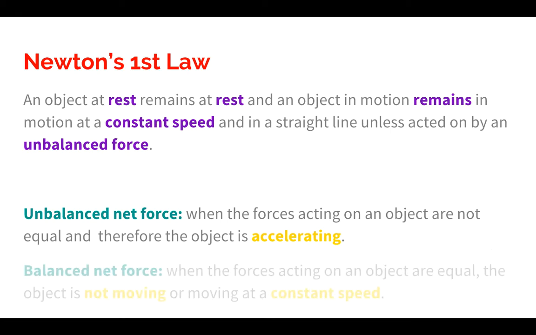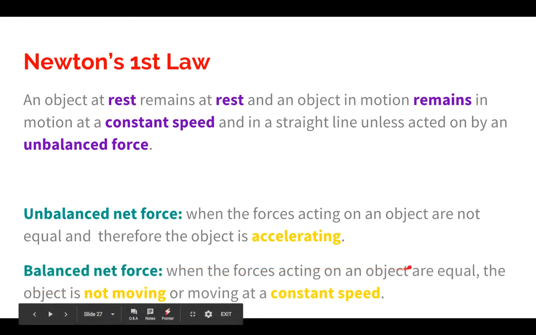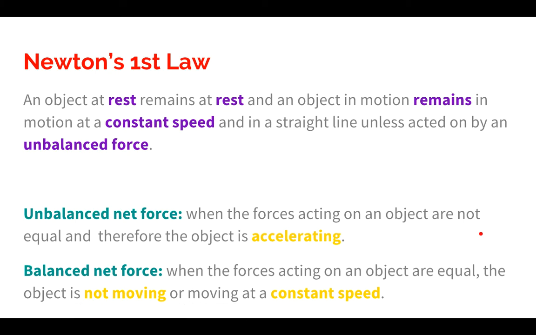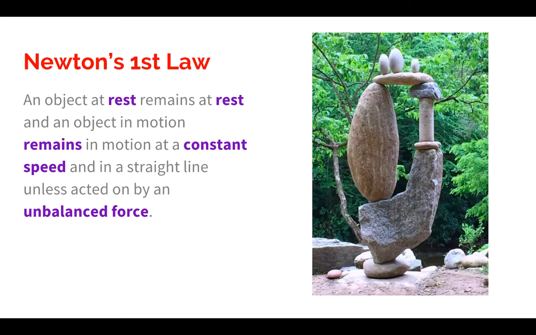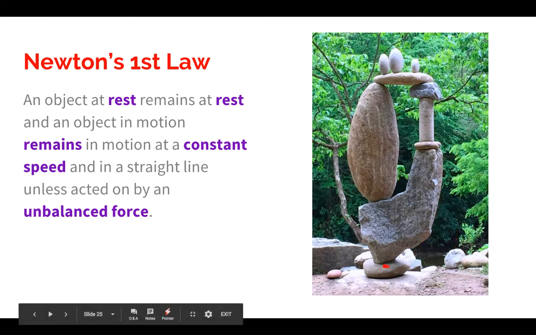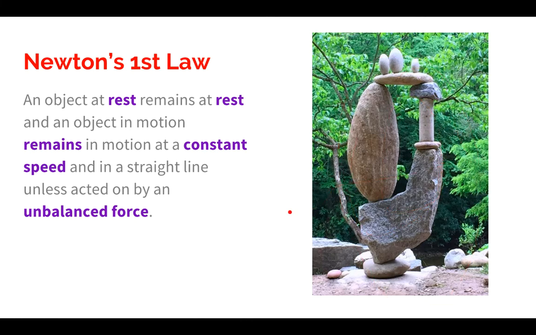And then the last thing you need to write is balanced net force. When the forces acting on an object are equal, the object is not moving, or it's moving at a constant speed. So for example, with the rock statue, gravity is pulling down the same amount as this rock is pushing up on it. So this rock statue is not moving, so the forces are equal, and you've got a balanced net force.